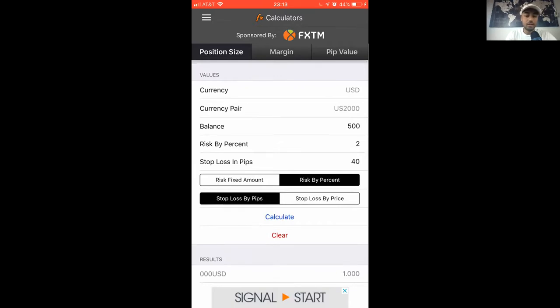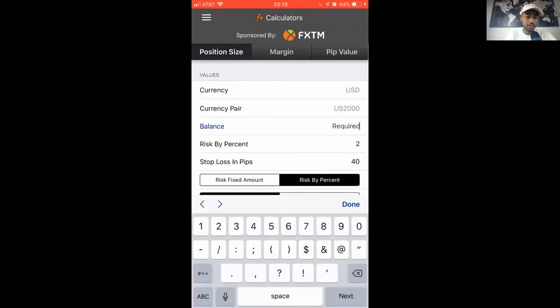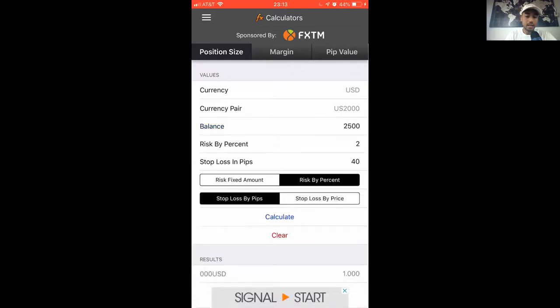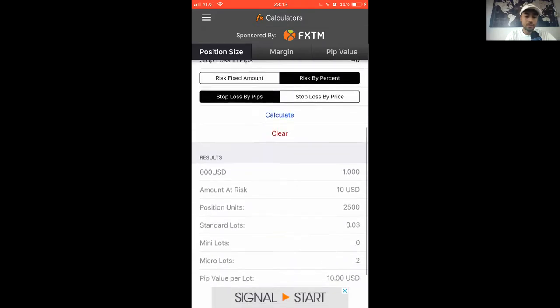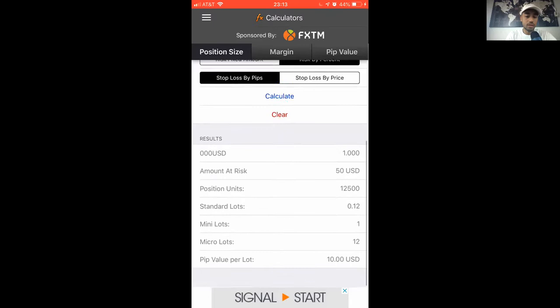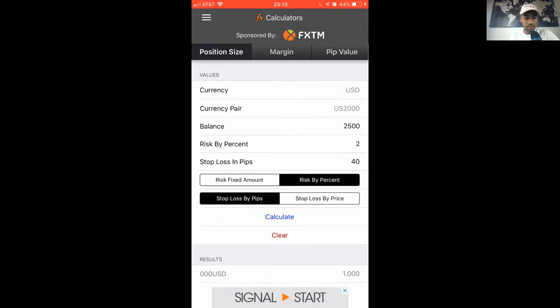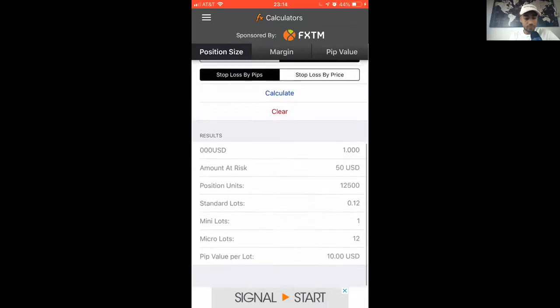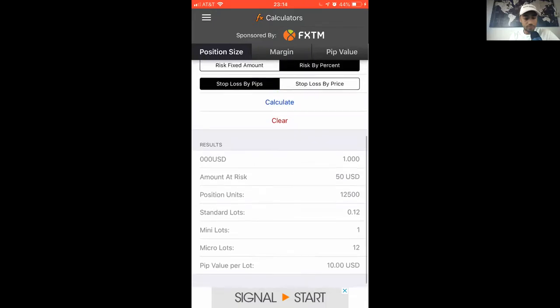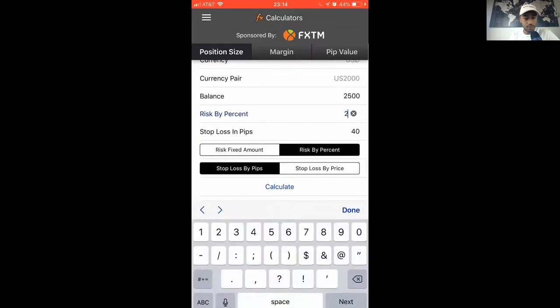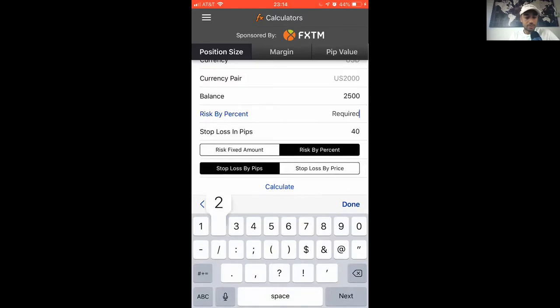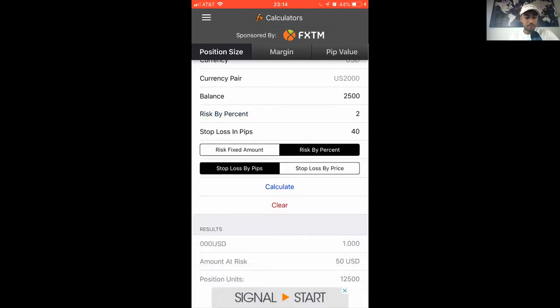Let's say that you have a different amount. Let's say you have 2,500 in your account, same exact stop loss. Calculate. It's going to say, hey, listen, to lose only $10 of your account, no, 2% risk management. More. Risk by percent. Boom.